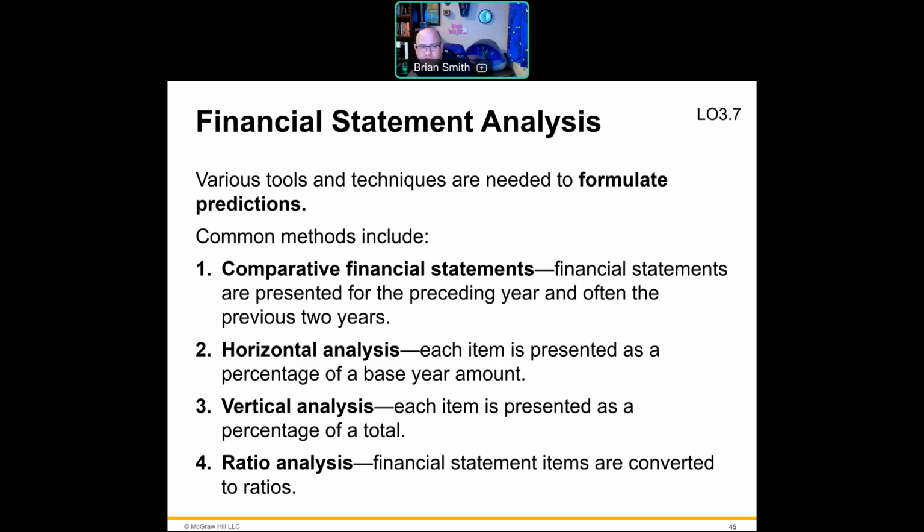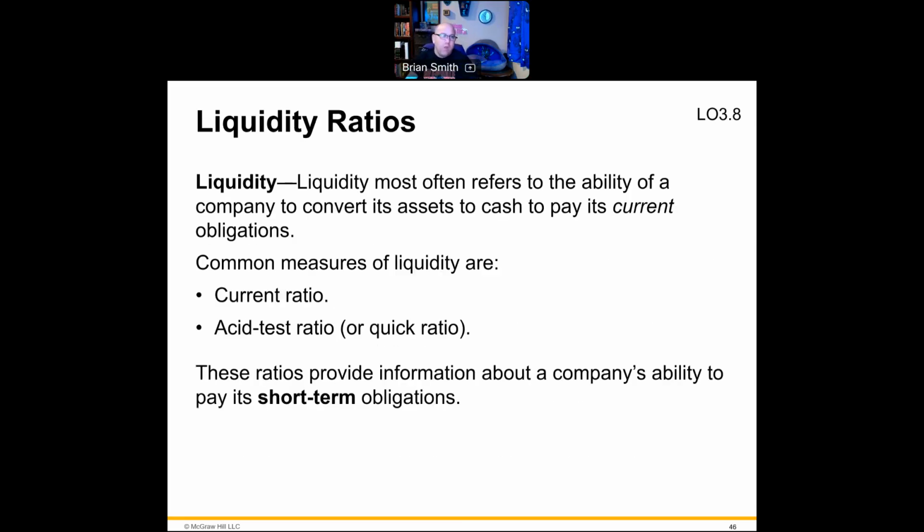Vertical analysis is where you look at something compared to the total. For example, I'm looking at current assets and comparing it to total assets, or even just cash compared to total assets. Same thing with the liabilities and equity. Then the ratio analysis is what we're really going to be focusing on. We'll look at all the different ratios and how to calculate them, and they'll tell us whether the company is liquid, solvent, profitable, things like that. We'll get into those specifically.